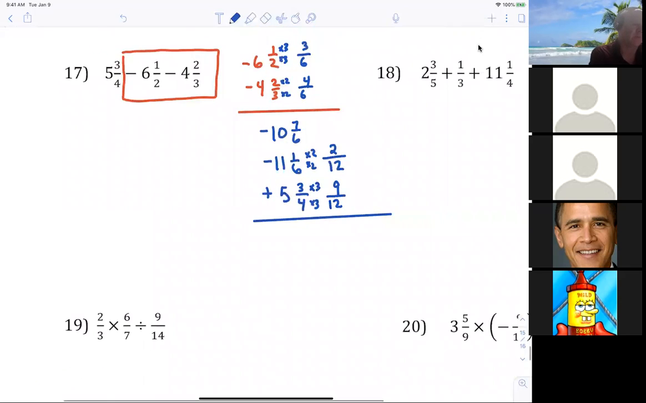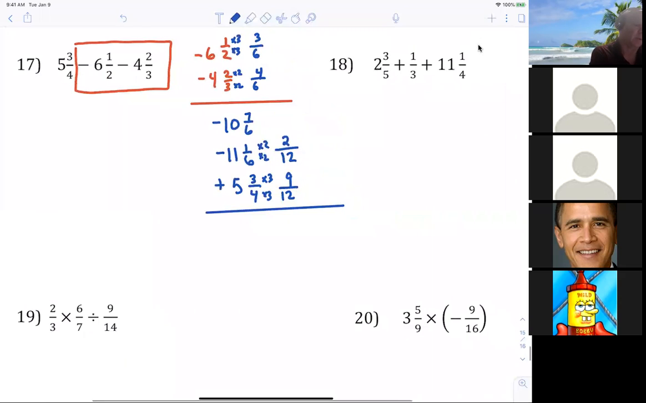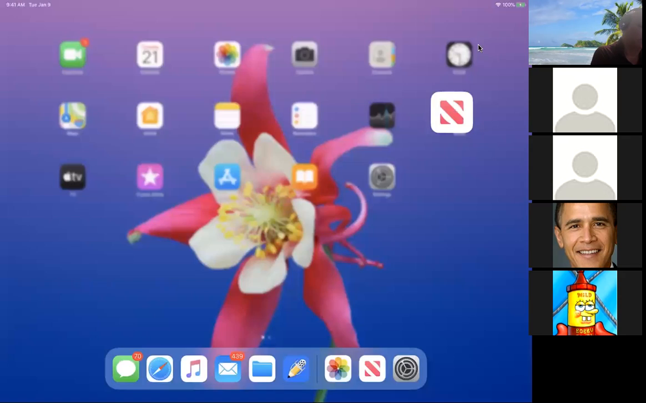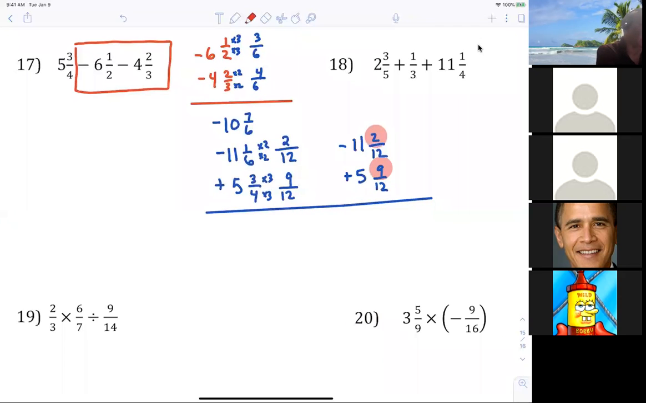So now I have a big problem because I'm subtracting. All right. Now, what I'm going to do is I'm going to rewrite this over here. -11 2/12 plus 5 9/12. Since I'm subtracting, I want everybody to look at this. 2, we can't do that subtraction, right? So we have to borrow. All right, we have to borrow.